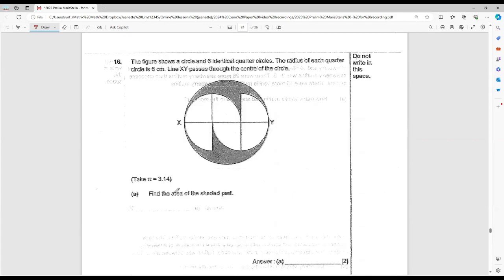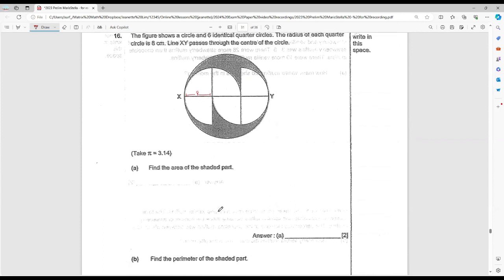Question 16. Figure shows a circle and 6 identical quarter circles. Radius of each quarter circle is 8 cm, so that's 8. So XY passes through the center of the circle. XY is the diameter of the big circle. So find the area of the shaded part. Now, the area of the shaded part will be the area of the big circle minus of 6 quadrants.